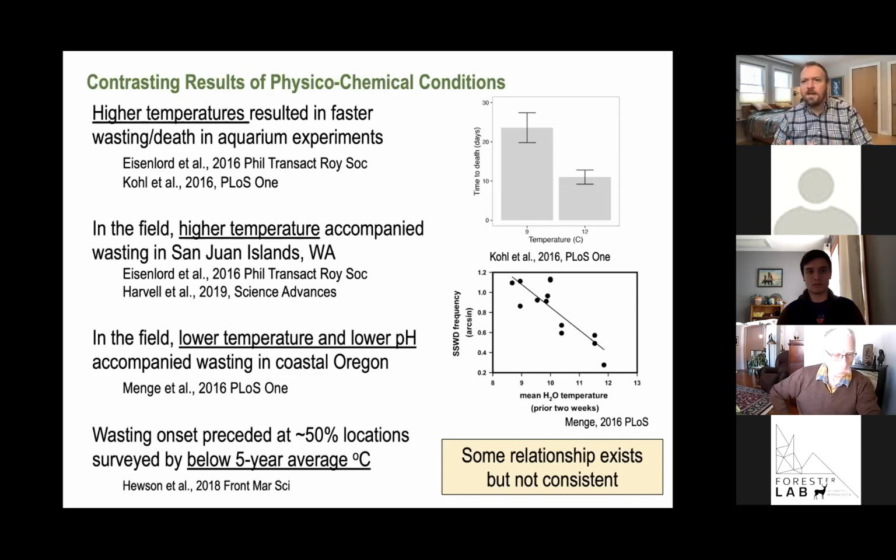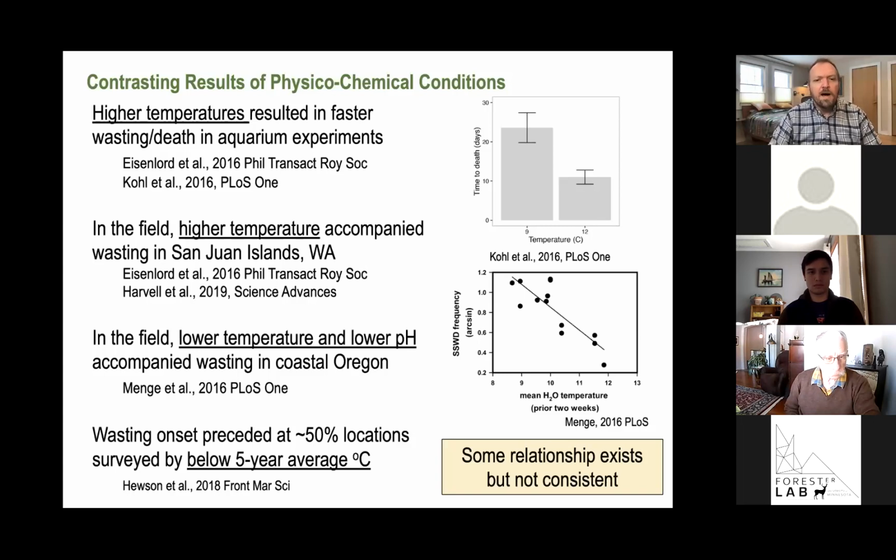However, having said that, there were also reports that lower temperature and lower pH accompanied wasting in coastal Oregon. You remember Oregon wasted at a different time from points further north and south, but it was a little curious as to why that was lower temperature. And so that was one of the reasons that we thought, well, it can't be temperature explaining the entire disease phenomenon.